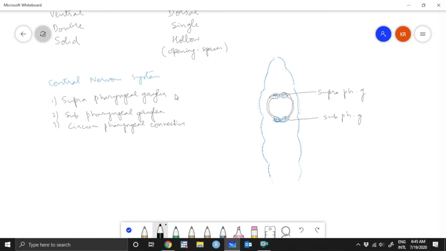so these three will constitute the nerve ring, and this is in segment 3. So the essential feature of the central nervous system is this nerve ring, and nerve ring is present near the pharynx, that is segment number 3, which we have marked over here, which is made up of suprapharyngeal ganglia, two of them, subpharyngeal ganglia, two of them, and circumpharyngeal connectives on either side.